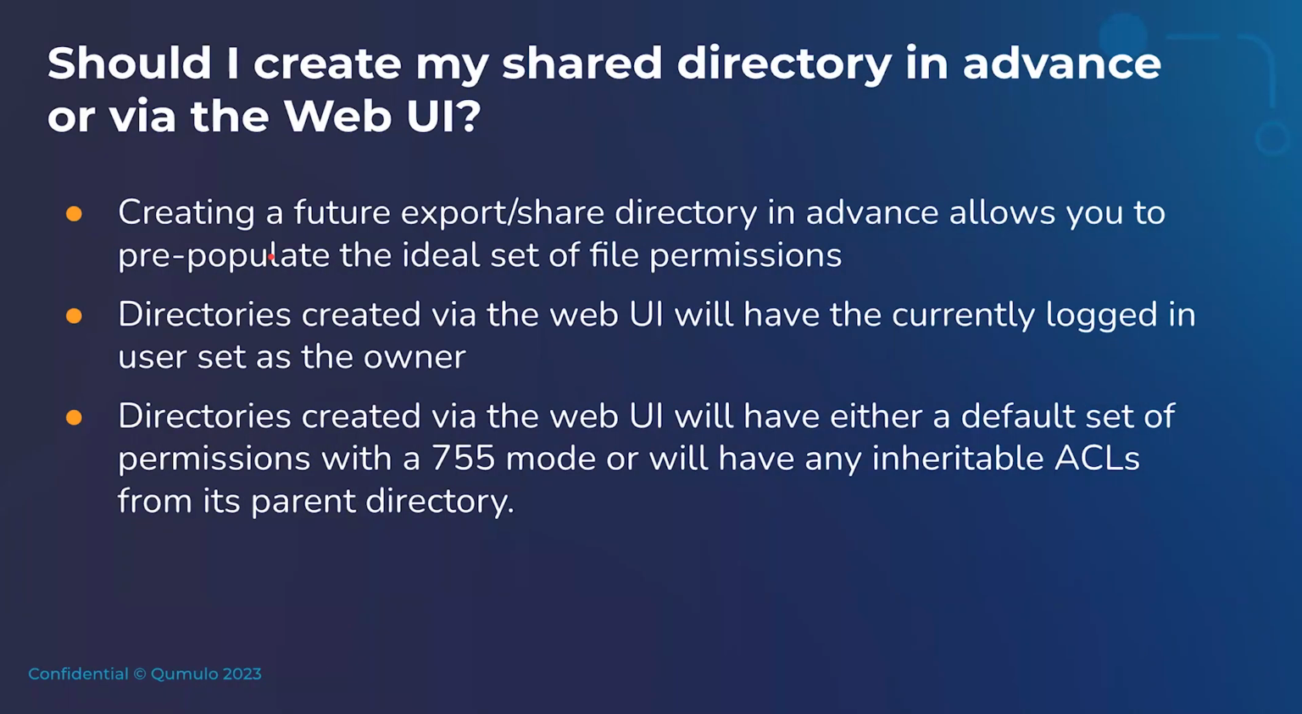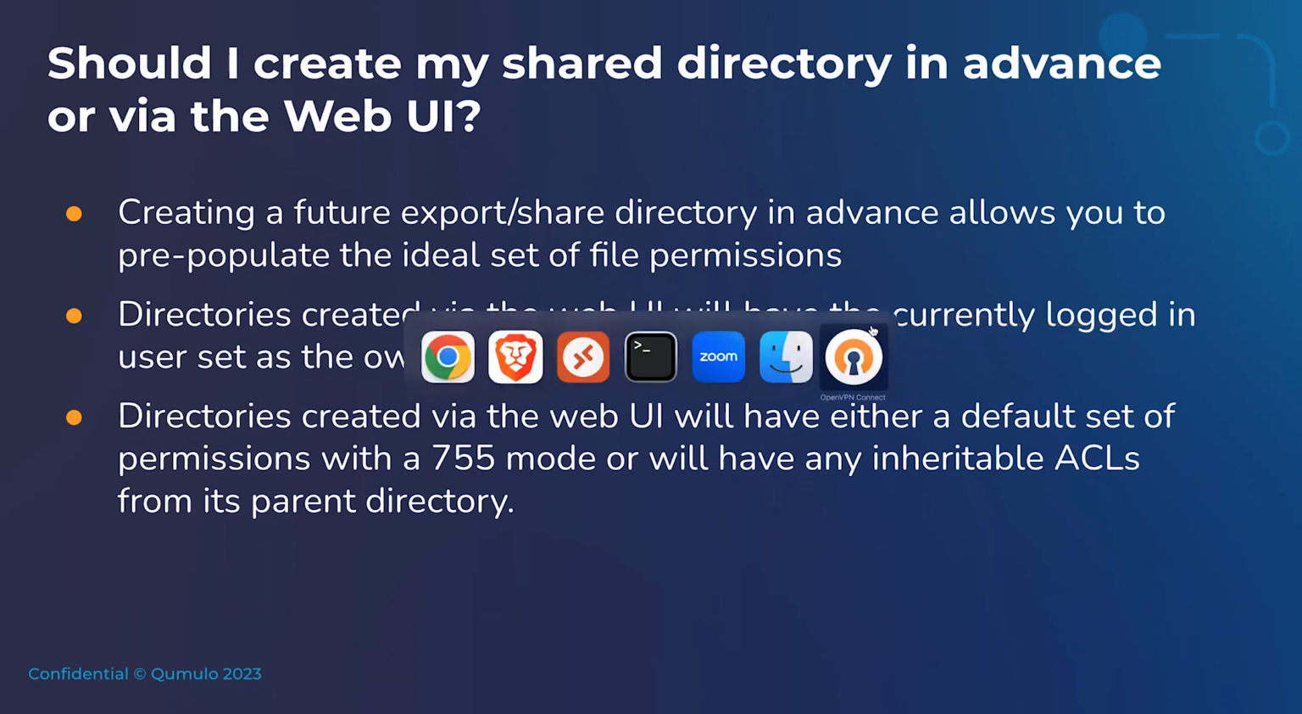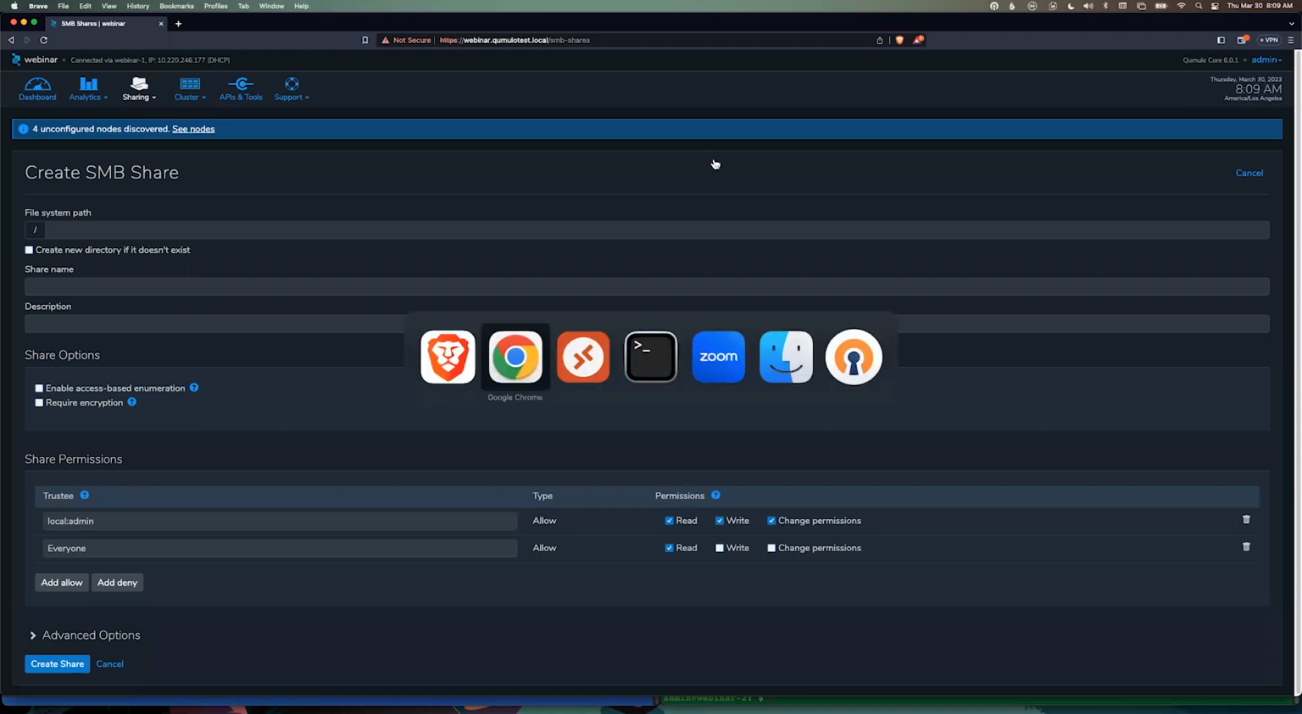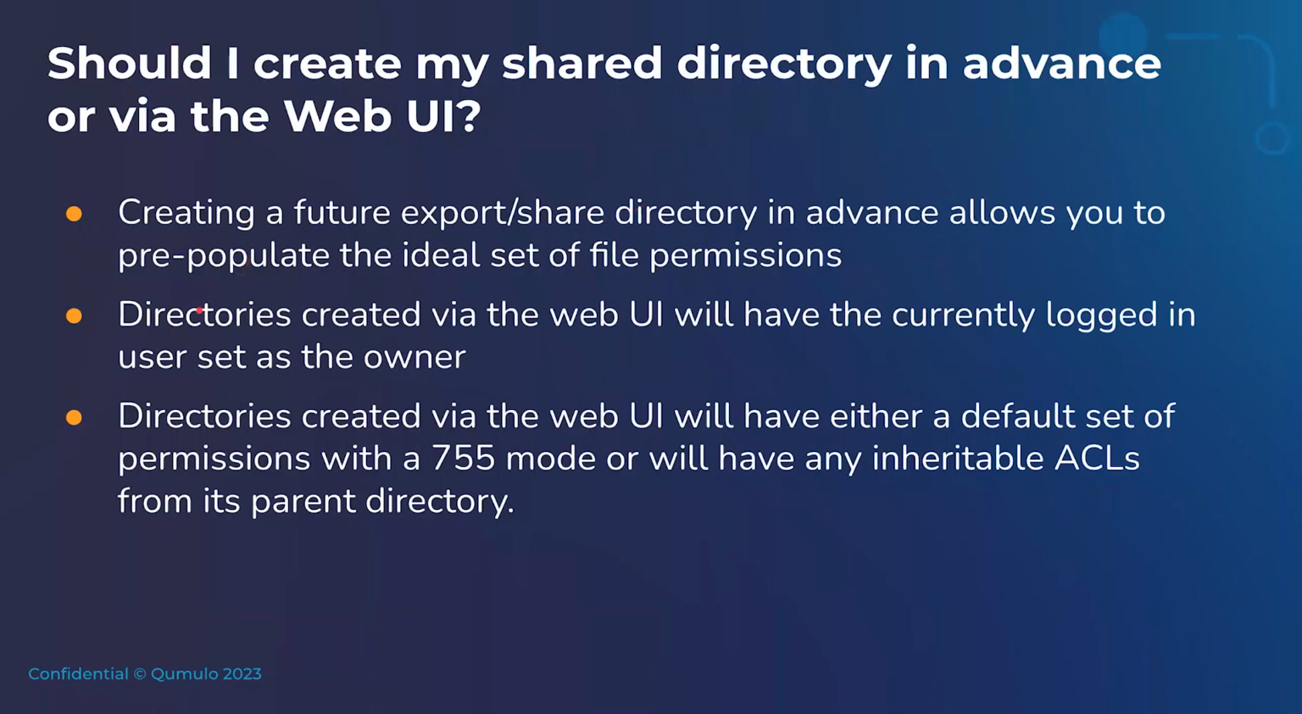If I create a directory in advance, I have the opportunity to apply exactly the permissions that I want in advance compared to creating it via the web UI. If I use the web UI, then the owner of that directory will be whomever is currently logged in. So if I have a Qumulo admin account logged in or some other account that is allowed to create directories, that will be set as the owner of that directory. But if I do it in advance, I can set the owner to be whomever.